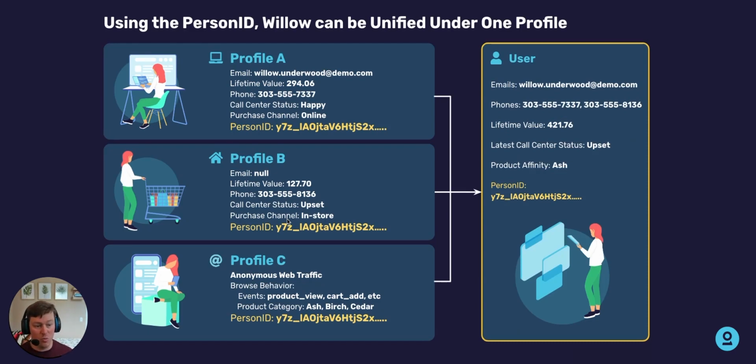Willow's unified under one profile. You can now see this is Willow's email. You can actually see that there's 2 phone numbers tied to Willow as an individual. And you can see lifetime value has now increased from that $200 and $100 to the $400. You could see the latest call center status was upset. Product affinity was Ash.